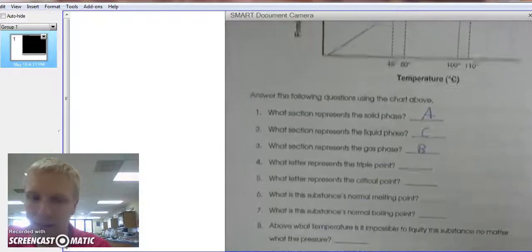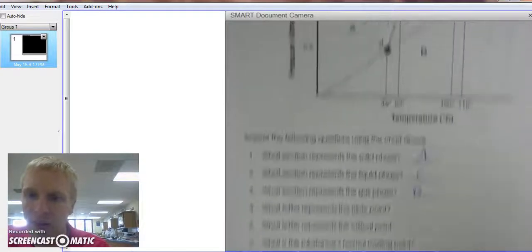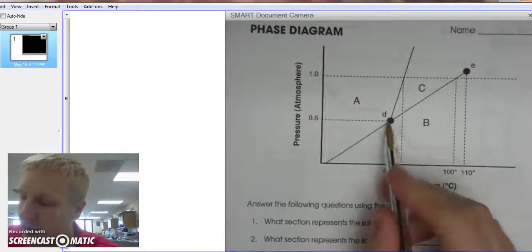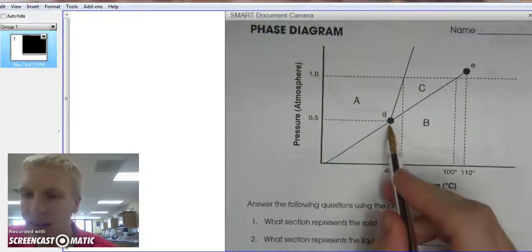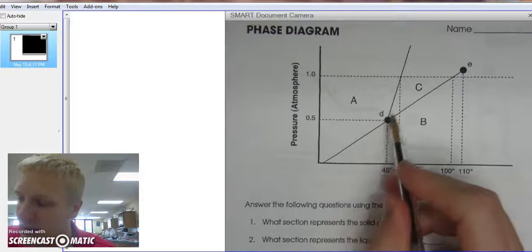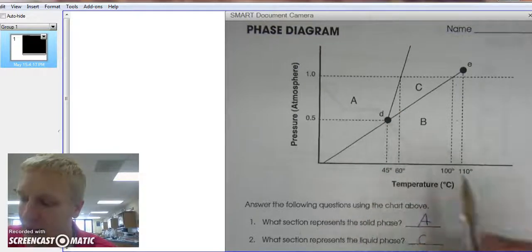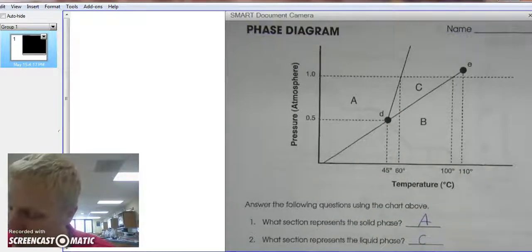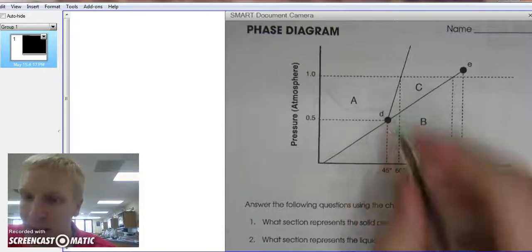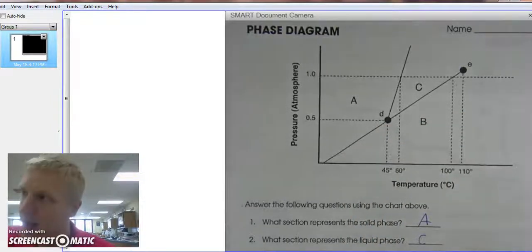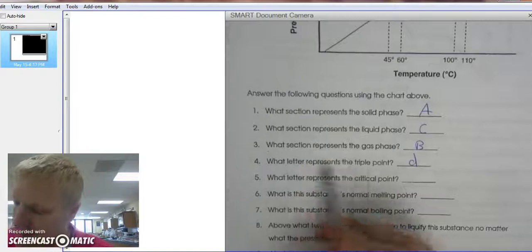Moving on, number 4, what letter represents the triple point? Looking at this, we have the point at which all three states of matter are seen. Solid, liquid, and gas is called the triple point. So it says, what letter represents the triple point? That would be D, represents the triple point for this number 4 question.